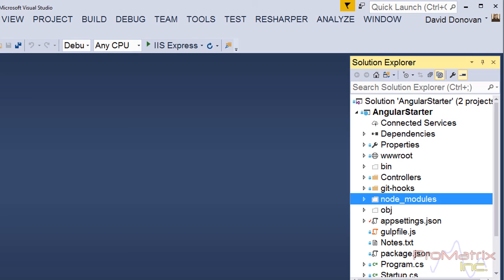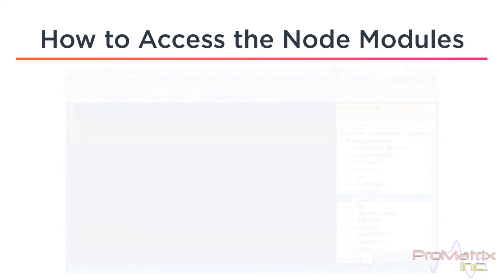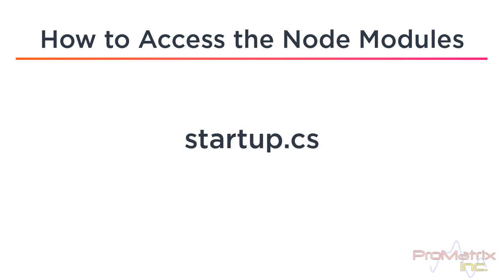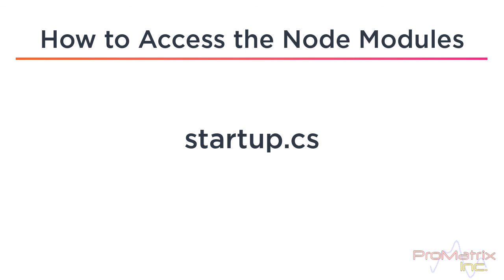Anyway, back to addressing the issue of how to get to my node modules in a debug build. Well, the two files that are involved are the startup.cs and the systemjs.config.js. First, let's take a look at the startup.cs file.